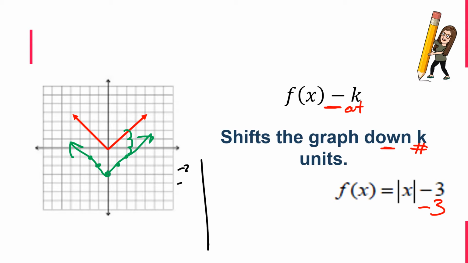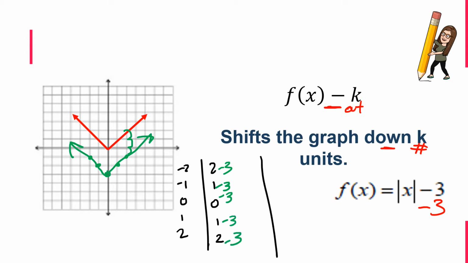So if this was my parent table originally, remember, original 5 values, plug them into the absolute value function, vertical shift down 3. Vertical means y-axis, down means negative. If I calculate those y values, then I have my new graph.